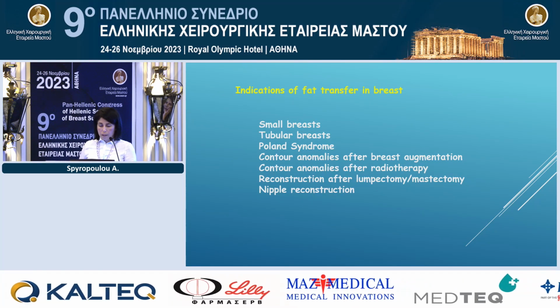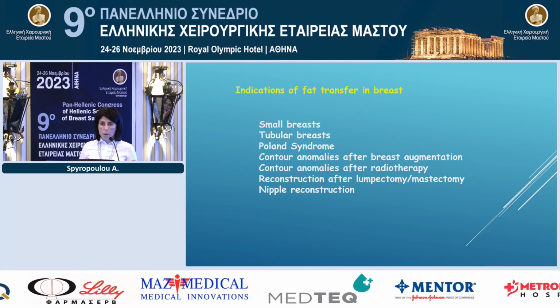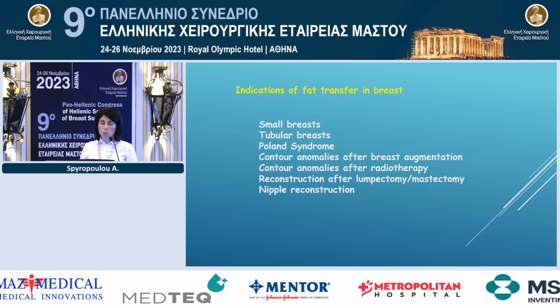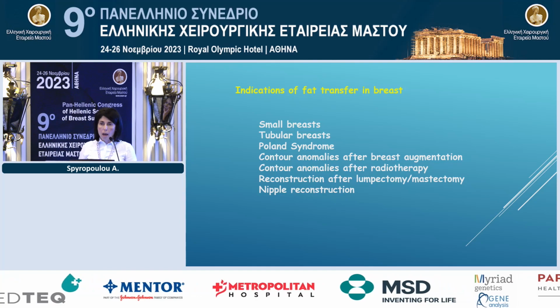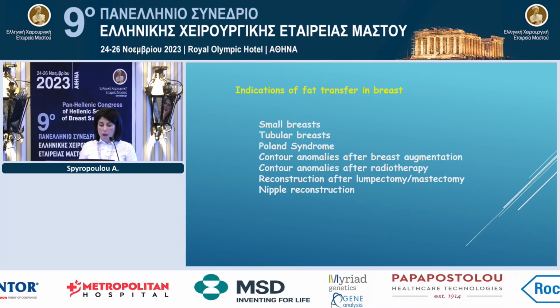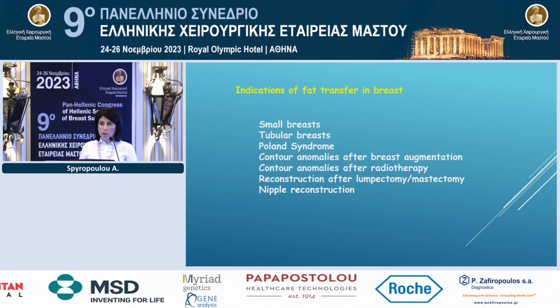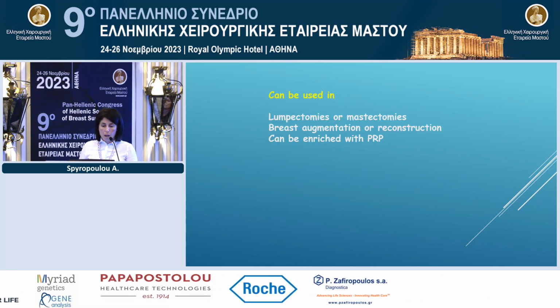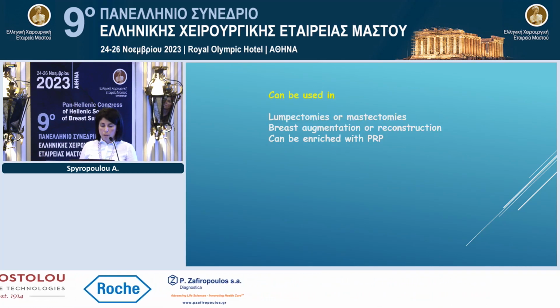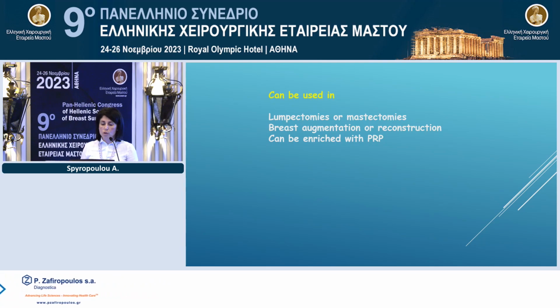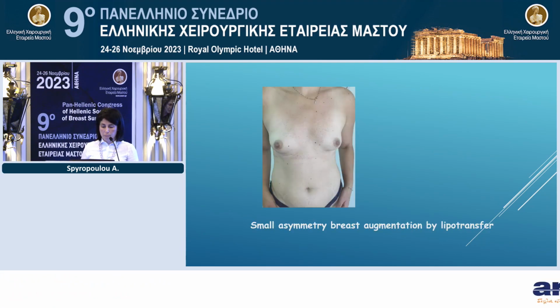The indications of fat transfer are small breasts, tubular breasts, Poland syndrome, contour anomalies after breast augmentation, contour anomalies after radiotherapy, reconstruction after a lumpectomy and mastectomy, and nipple reconstruction. It can be used in lumpectomies or mastectomies, in breast augmentation or reconstruction, and can be enriched with PRPs.